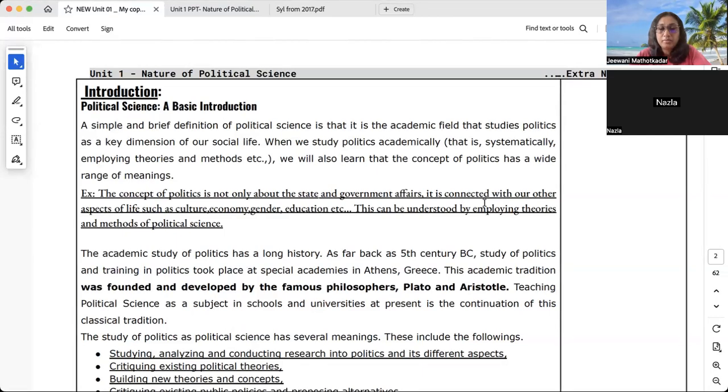It is connected with other aspects of life, such as culture, economy, gender, education, etc. This can be understood by employing theories and methods of political science.